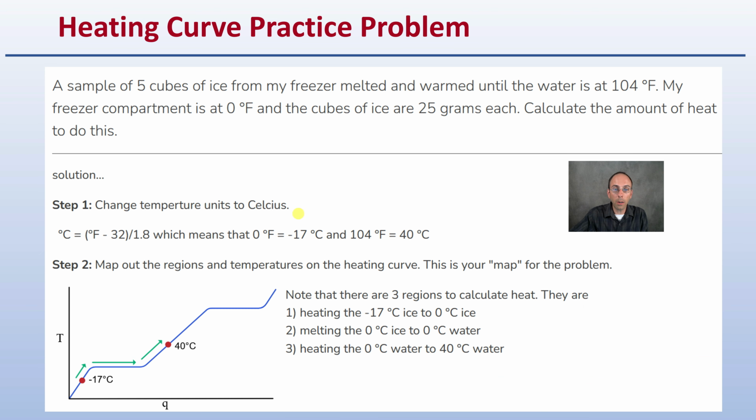So if we continue here, after we do our temperature calculations, we have to map out the regions and temperatures on the heating curve. This is your map for the problem. Again, we're starting at minus 17 degrees Celsius. We're going to warm up, plateau for a little bit, and then warm up again. So there are 3 regions that we have to calculate, where these 3 green arrows are. We have to calculate each of those steps to get the final sum total.